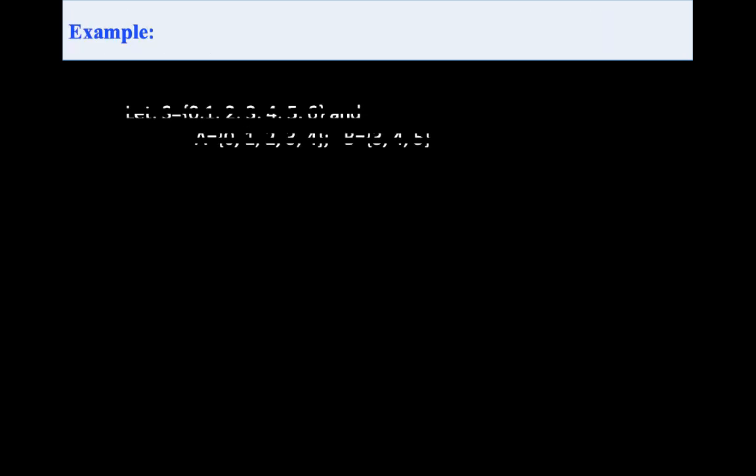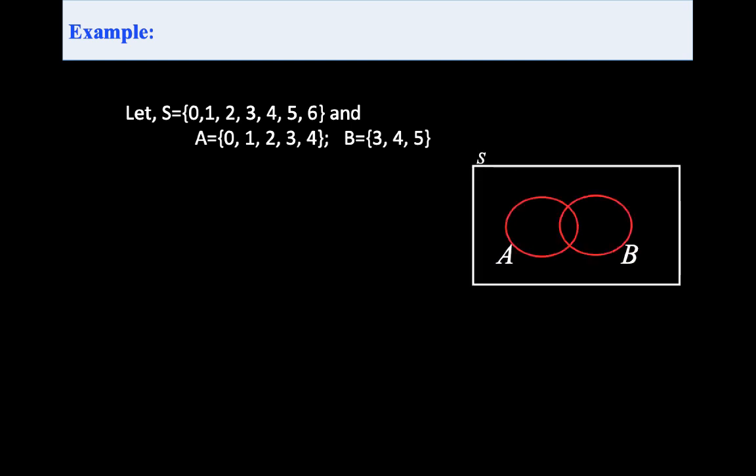Then example. Let S equal 0 to 6, A equal 0 to 4, and B equal 3, 4, 5. So all elements of A are in S and all elements of B are in S. Therefore, A and B are events of S. How do we use this information for a Venn diagram? First consider the common elements of A and B. Are there any? Yes, 3 and 4. Therefore, 3 and 4 should be in this region.